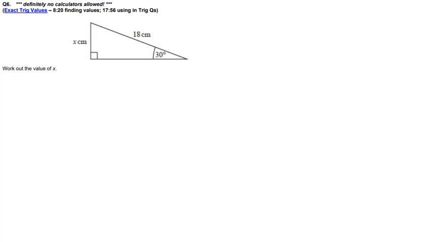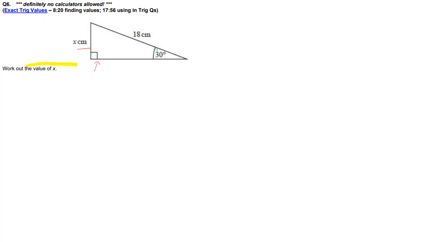Moving on to exact trig values, I've got to work out the value of x given this triangle. So we're given a side and an angle, and I've got to work out a side. It's a right angle triangle, so we can use trig. So let's label those sides.